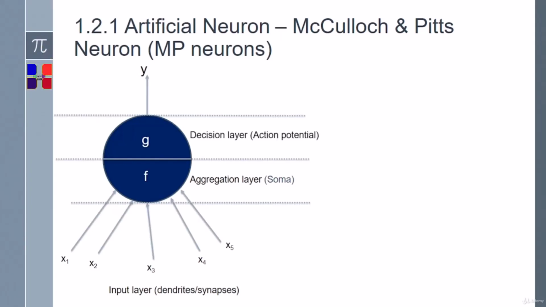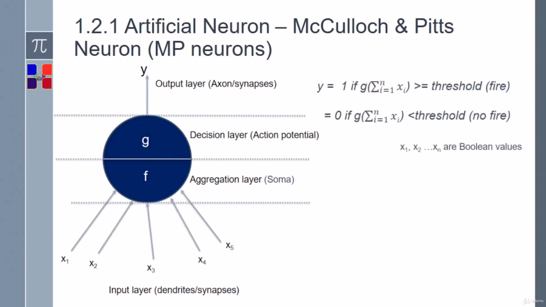Then there is a decision layer. So this is the part where the neuron decides whether it has to fire or not, and finally the output layer. So this is how the MP neuron was constructed in the initial phase. In fact, this was a very simplistic model. So it presumed that all the inputs are Boolean inputs, so the value they can assume is only 0 or 1, and they are summed up at function f. And if the value is more than a certain threshold, then the output is yes or no.